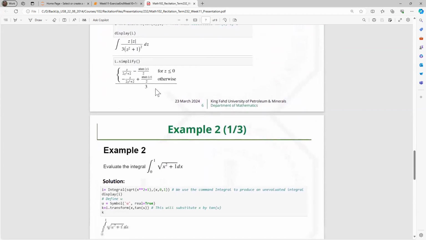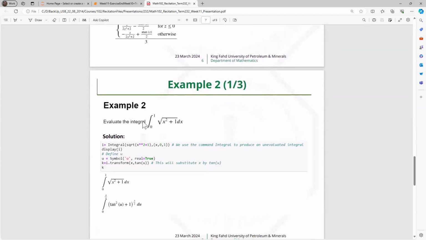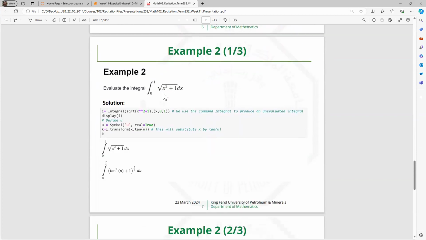Now, for the second example, we would like to evaluate the integral from 0 to 1 of the square root of x squared plus 1. So what is the idea? If I see the square root of x squared plus 1, I can think that x could be substituted by tan of u. So we'll have the integral of tan squared plus 1, which is the integral of secant squared. And being careful with the sign, I could just write the integral of secant. So this is exactly what we are doing.